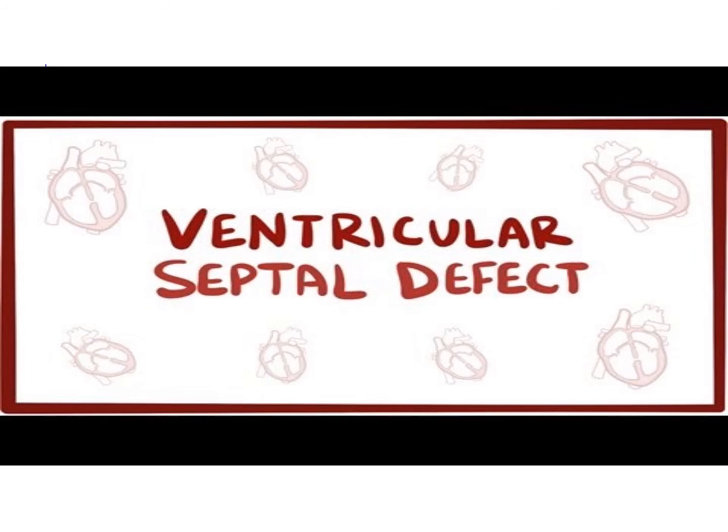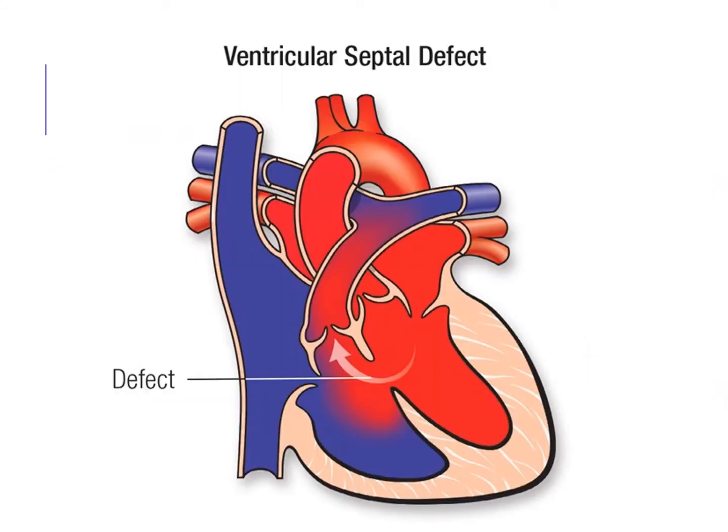VSD is an increased pulmonary blood flow, so blood goes back into the pulmonary system. With ventricular septal defect, your blood is being shunted from the left ventricle to the right ventricle because the left has a higher pressure. So it is moving from your left over here back to the right, which means it's going back to the lungs.